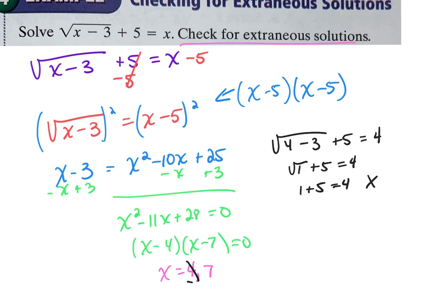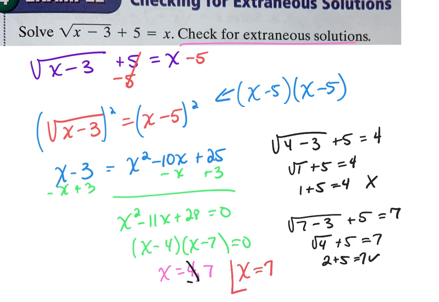Let's look at 7. We have the square root of 7 minus 3 plus 5 equals 7. 7 minus 3 is 4. Square root of 4 is 2. That works. All right. So my only answer here is x equals 7. That is my only answer. X equals 7.